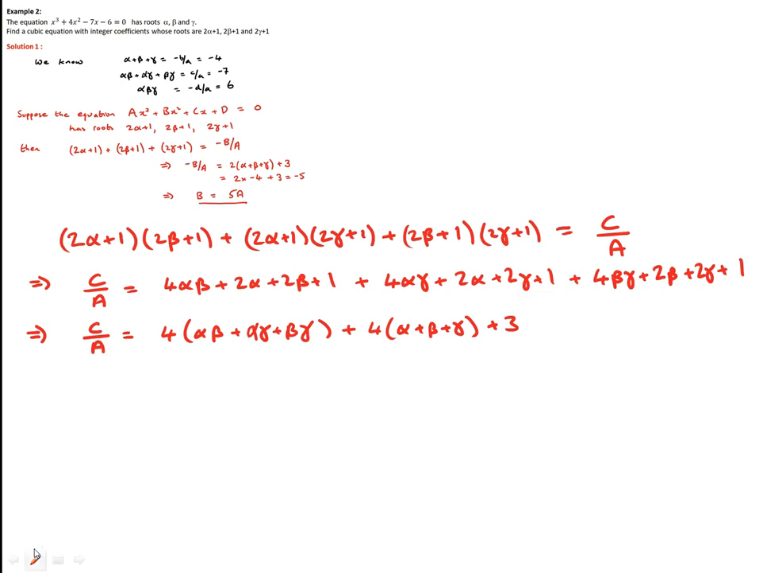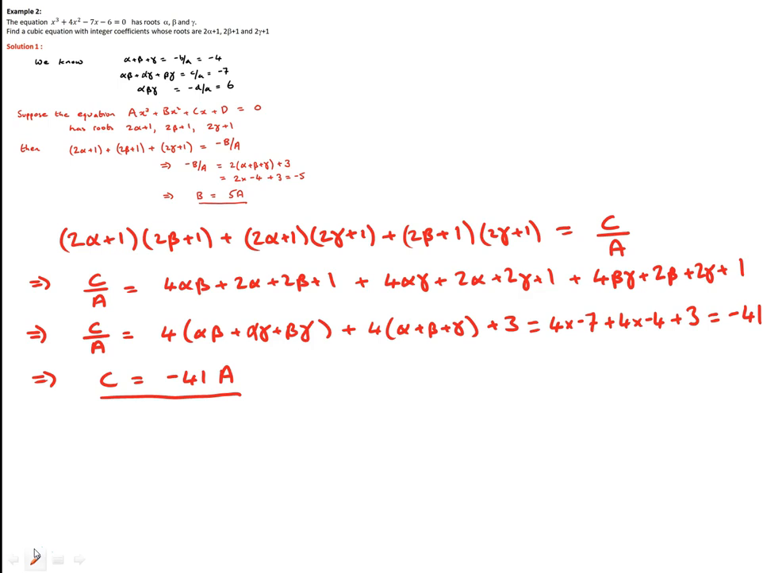We know that alpha beta plus alpha gamma plus beta gamma is minus 7. We know that alpha plus beta plus gamma is minus 4. So we've got 4 times minus 7 plus 4 times minus 4, add 3, and that gives me minus 41. So we've got c must equal minus 41a.